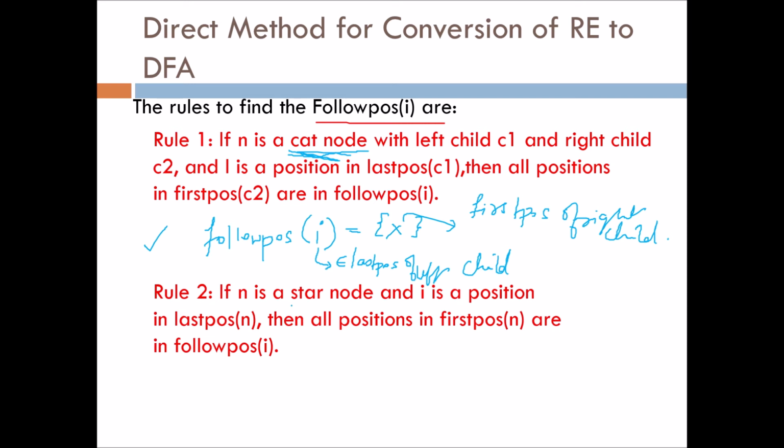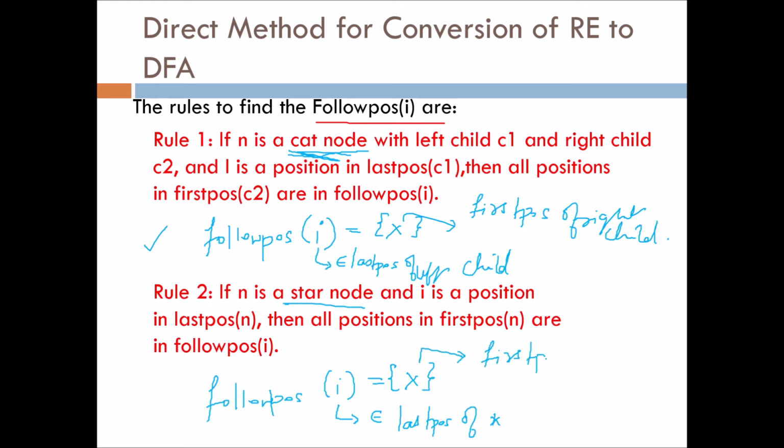And this second rule is applied to a star node. And how it is done, we need to find follow pos of I, and here I will get its index from the last pos values of the current star node that is under consideration, and this will be equal to the first pos values of the star node under consideration. So we'll be using these two rules to compute the follow pos values.